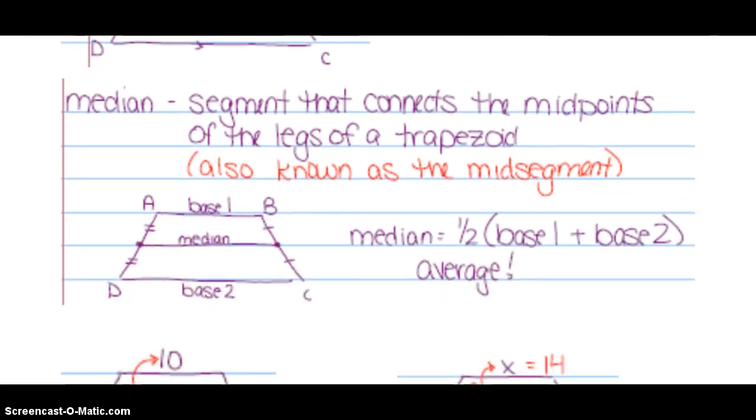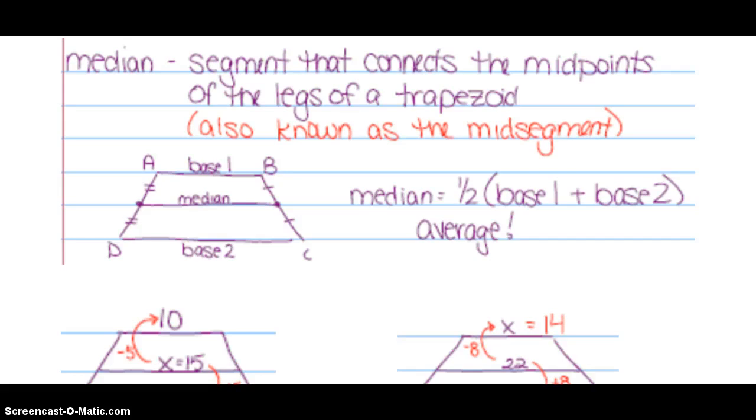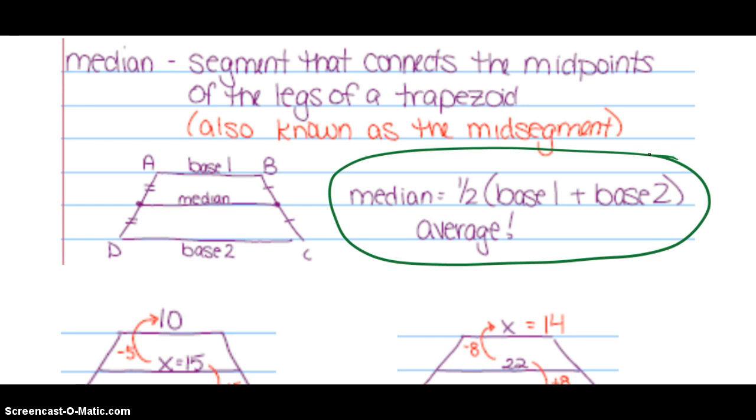Last thing we're going to be taking a look at is something called a median. The median is a segment that connects the midpoints of the legs of a trapezoid. This is also known as the mid-segment. This is going to have a little formula attached to it, and it's just the median equals 1/2 of base 1 plus base 2. In other words, it's kind of like the average. So here's your first base, here's your second base, and in blue here we'll highlight this as being the median. Let's take a look at what we have here.